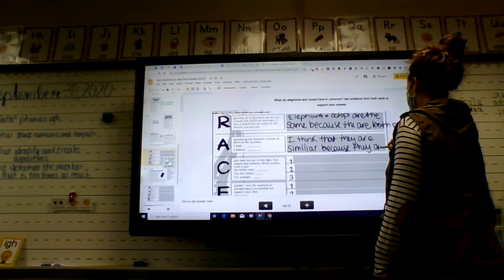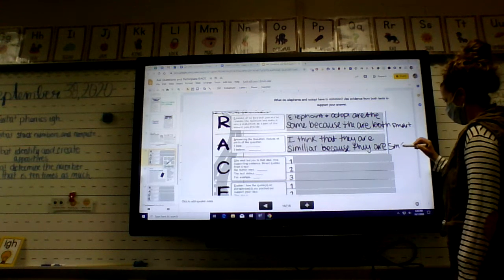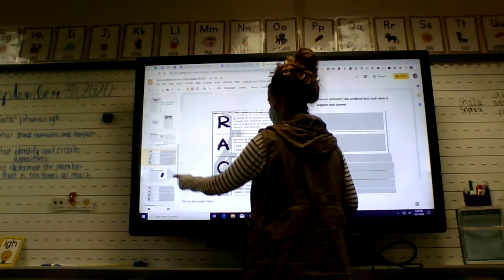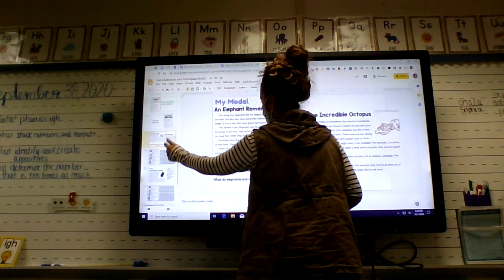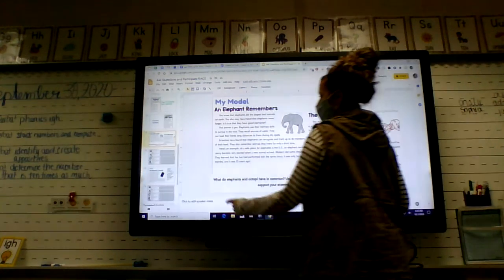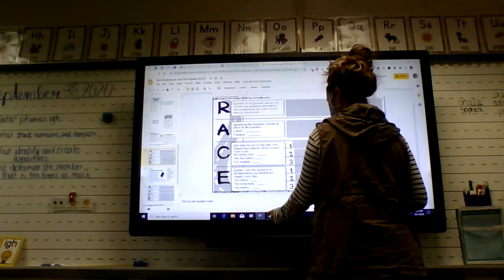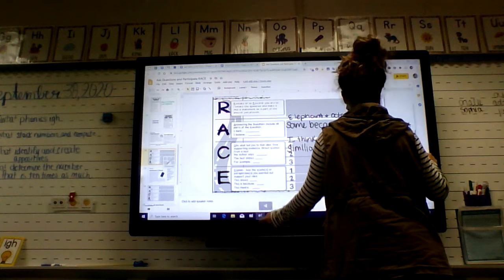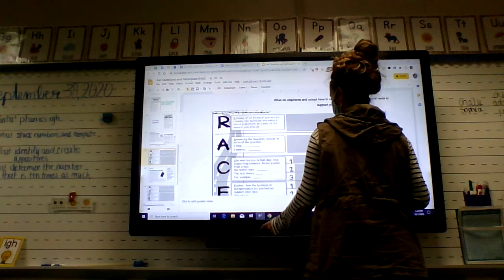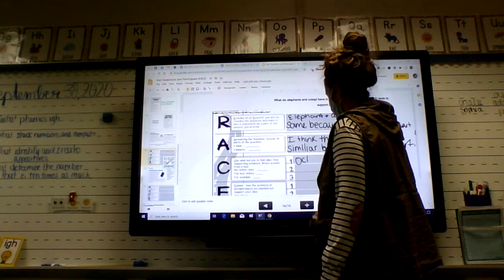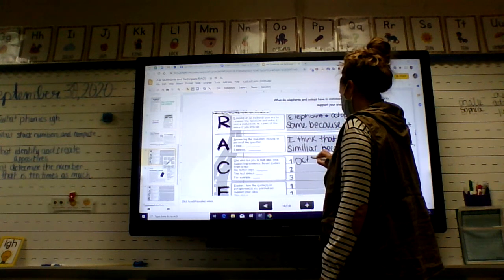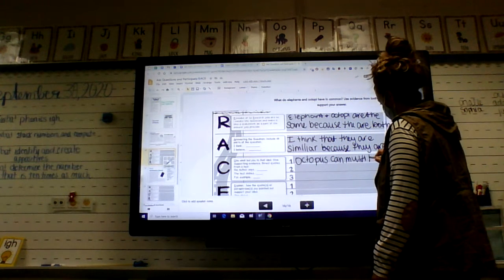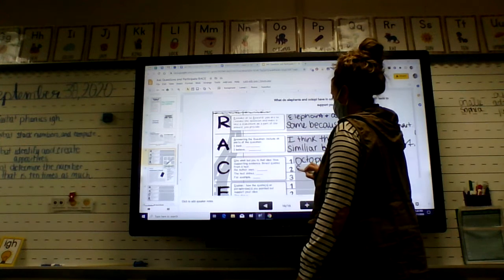Do I have enough room to calculate? Yeah. Exactly. Okay, let's cite different things. What does the author say here? Elephants have great memories. Right? Octopus do not. Well, we don't know if they do or don't, because they didn't say that in the text. Octopus can multitask. Yes, that's true. Elephants have great memories.